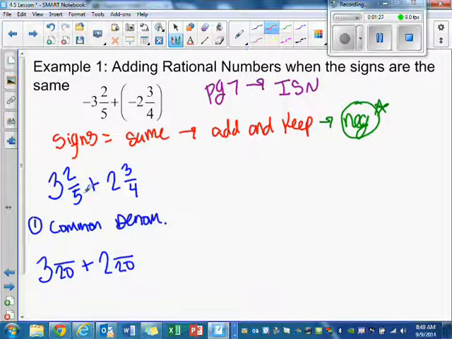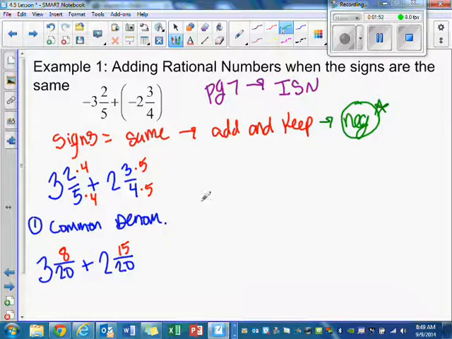Okay, so I multiplied the 5 by 4 to make the bottom 20. Whatever I do to the bottom, I have to do to the top. 2 times 4 is 8. Over here I multiplied the 4 by 5 to make my new denominator of 20. Whatever I do to the bottom, I have to do to the top. So this becomes 15 over 20.